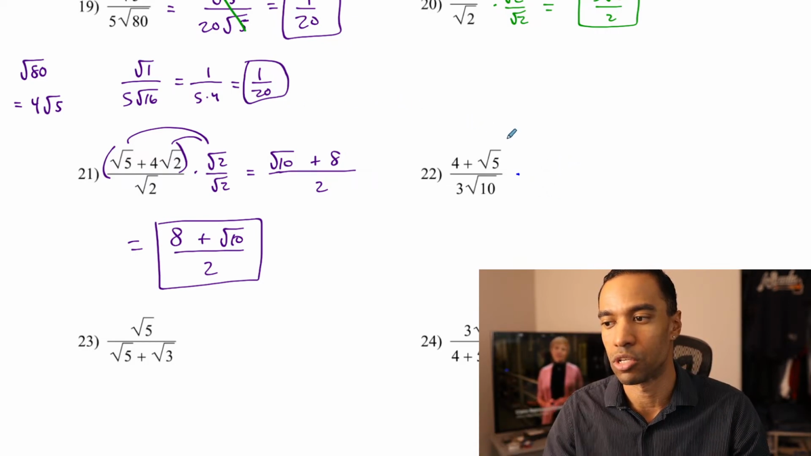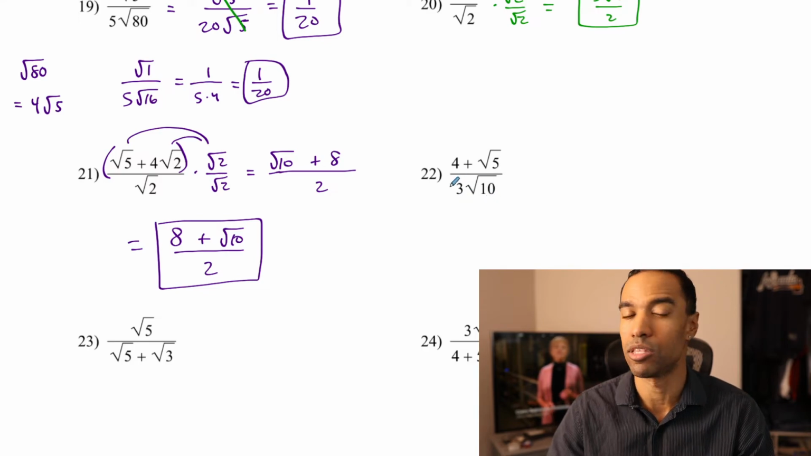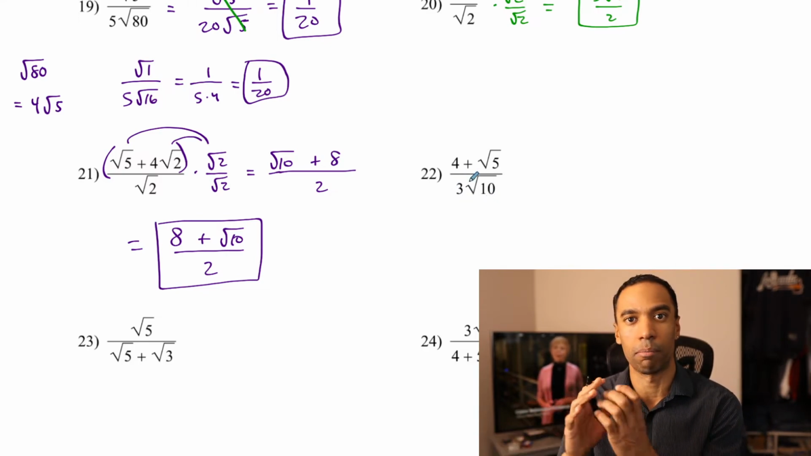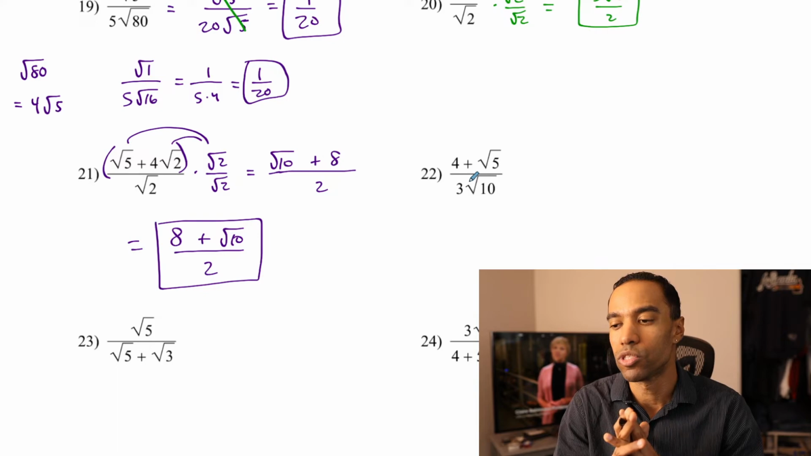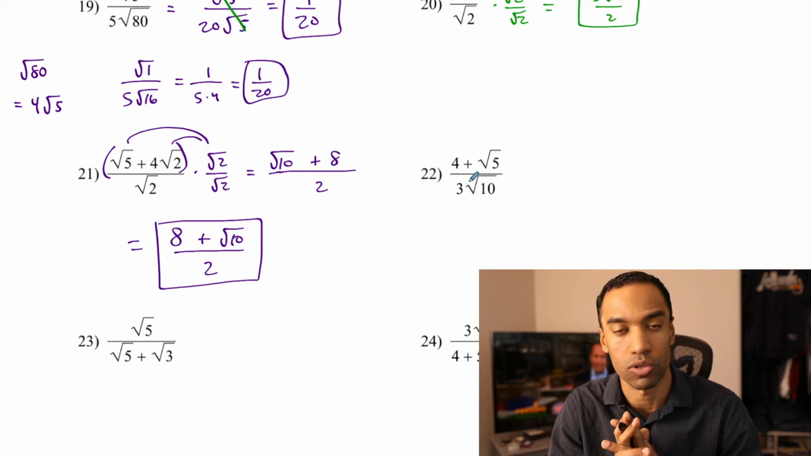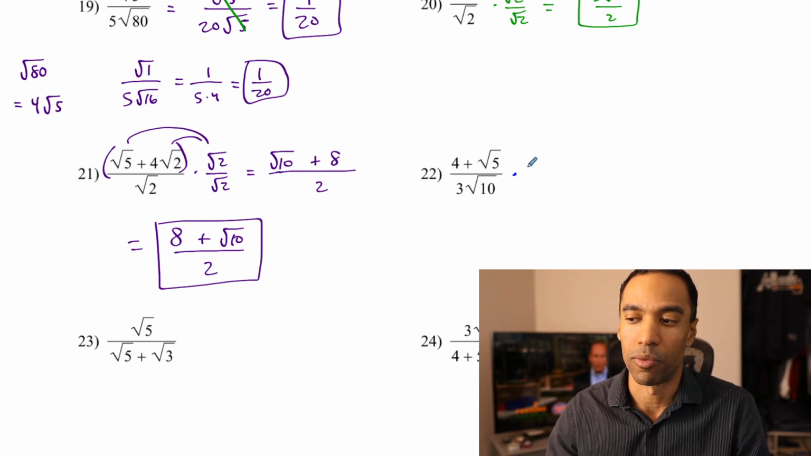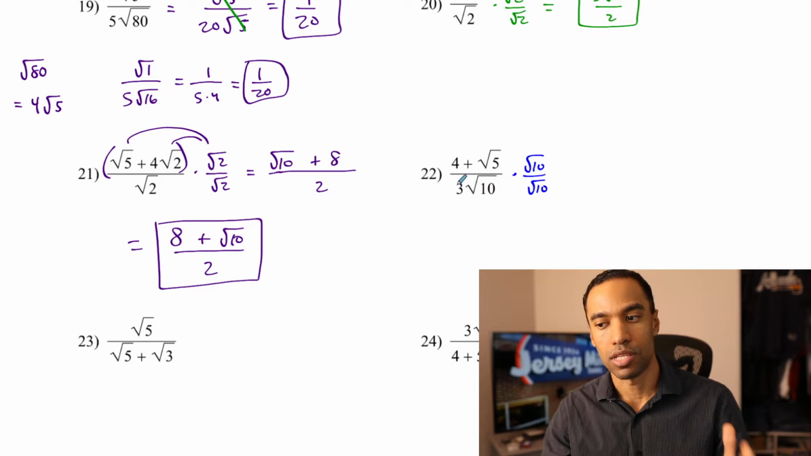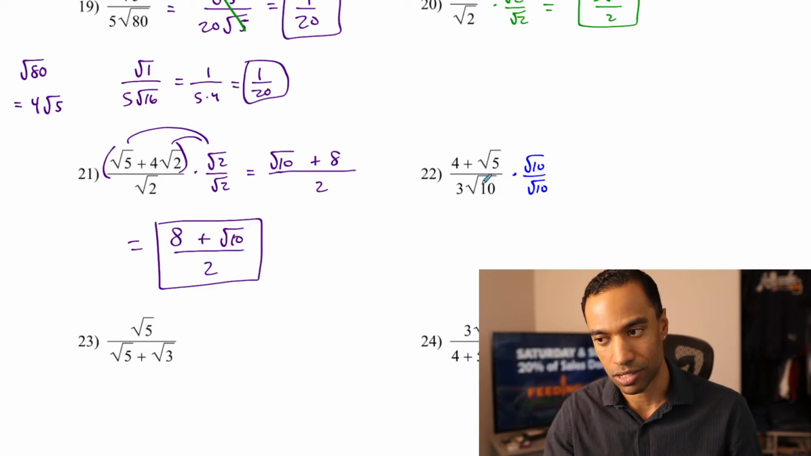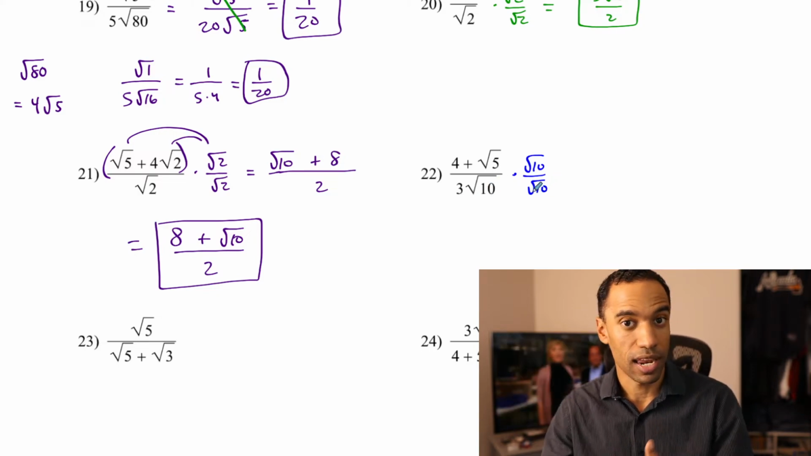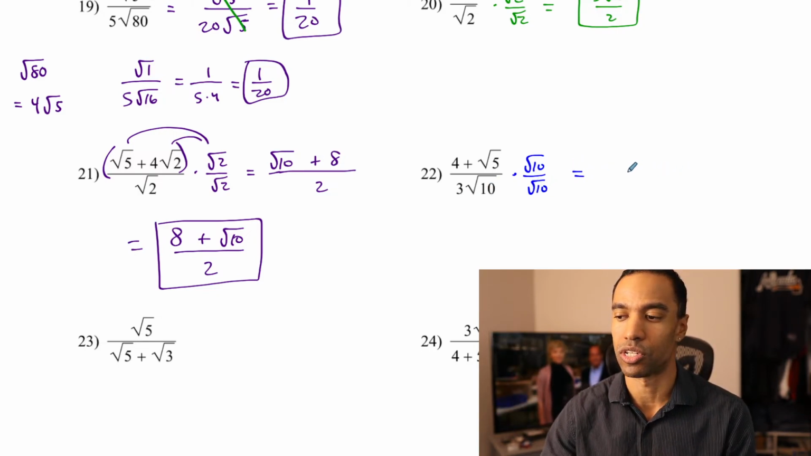Rationalizing the denominator doesn't mean multiply by the bottom. It means multiply by the irrational components, things that can rationalize it. I just need to multiply by root 10. See, the 3 is rational. The root 10 is not. When I multiply 3 root 10 by root 10, root 10 times root 10 is 10. That's what gets me a rational denominator.